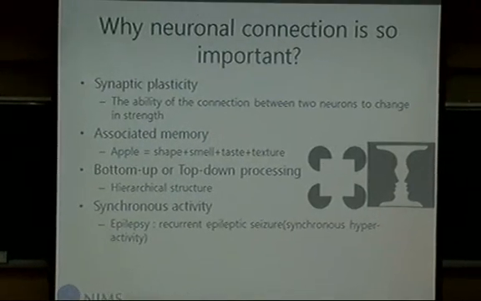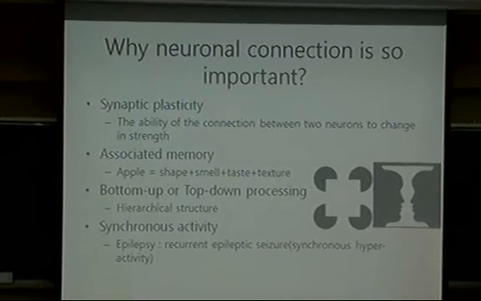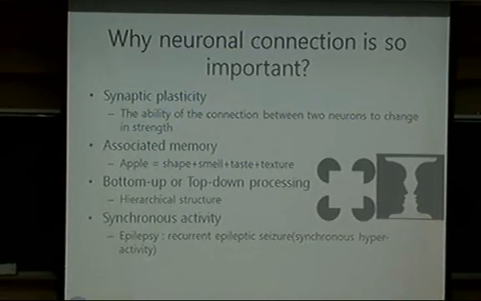And moreover, there is some evidence why the connections between the neurons are important. The most well-known thing is synaptic plasticity, which is the ability of the connection between two neurons to change in strength. So what it means is, if two neurons are active at the same time, the connection between the two neurons becomes strong. But if their behavior is incoherent, the connection between the two neurons becomes weak.